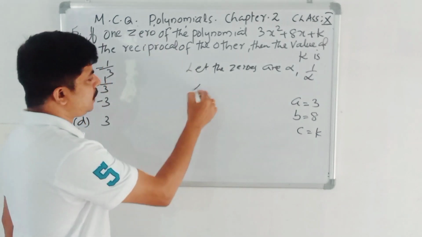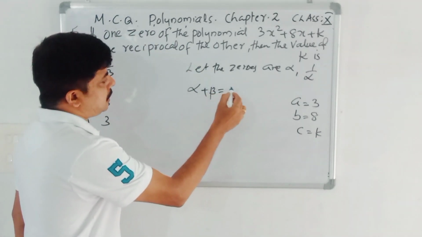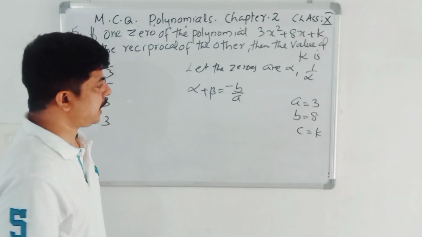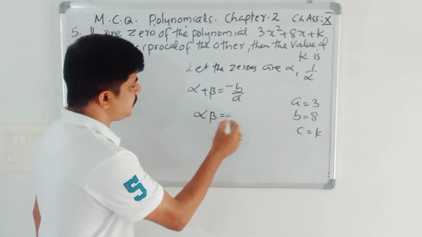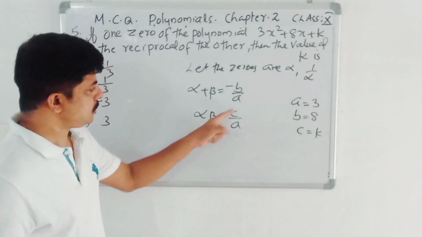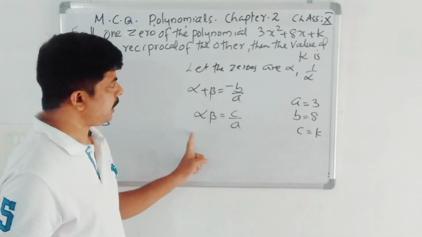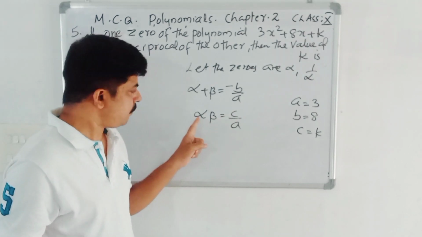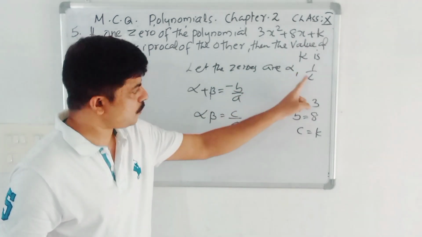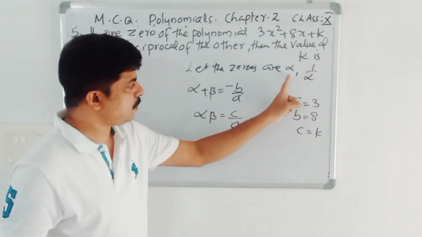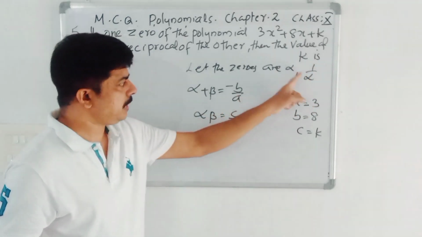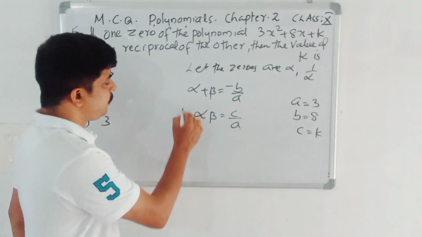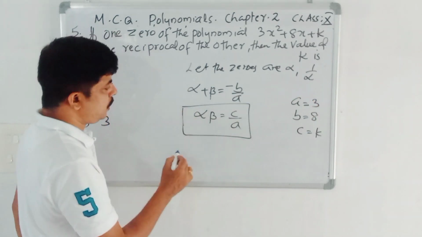We know the relationship between the sum of the zeros and the coefficients. We have alpha plus beta is equal to negative b by a, alpha beta is equal to c by a. Using this relation we can find the value of k. Why do we use this relation? Because when you substitute in place of beta we have 1 by alpha. When you find the product, alpha will be cancelled. So we will be using alpha beta is equal to c by a.